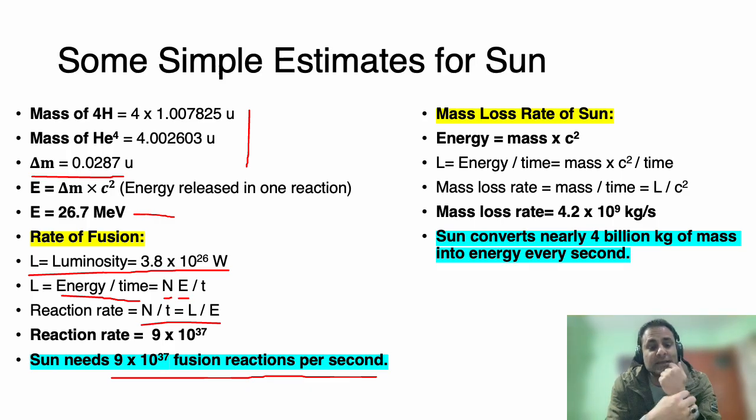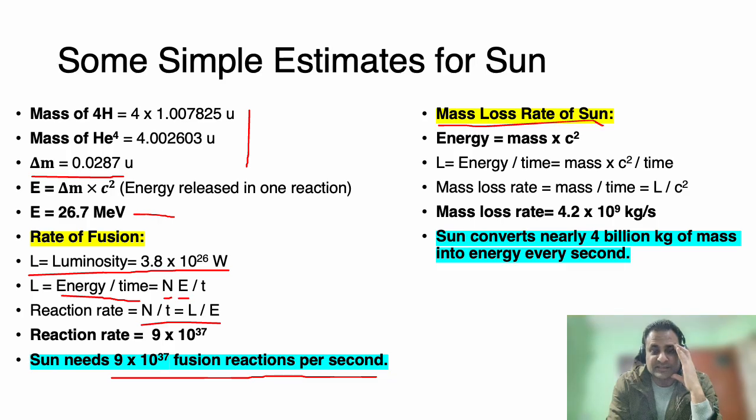As the fusion is happening, more hydrogen is converted into helium. So we are losing the fuel, we are losing the mass. How much mass are we losing? We can calculate the mass loss rate.